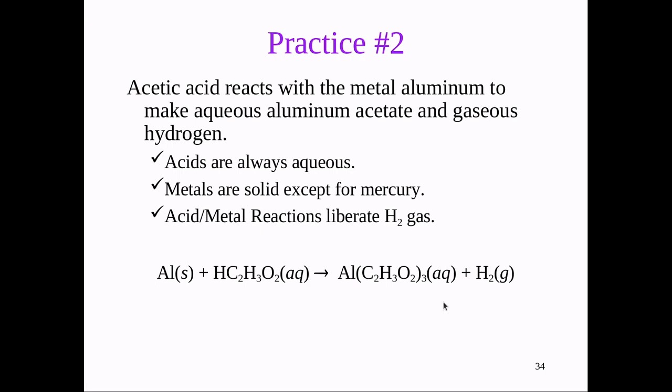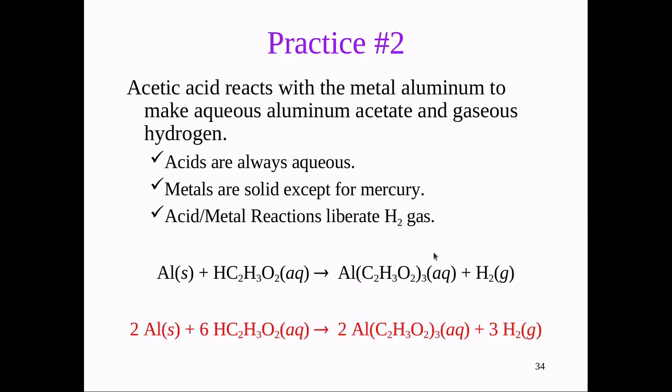I'll give you guys a moment to try and balance it. This one's a little trickier, but if you treat the acetate as just a single atom that's not going to break up during the process, it actually makes it a lot easier. So in the end, we get this balance here, and we can see that it's going to take 6 equivalents of acetic acid, and we're going to produce 3 equivalents of hydrogen. These are probably the two that were a little tricky to balance.